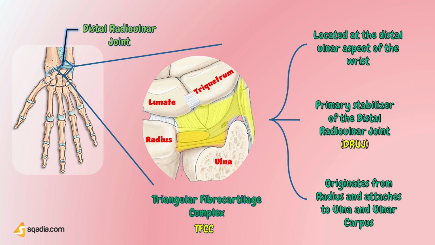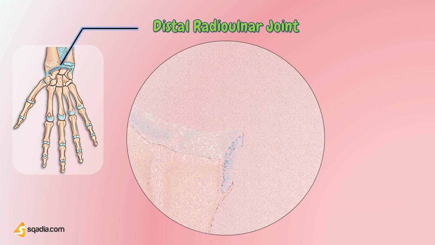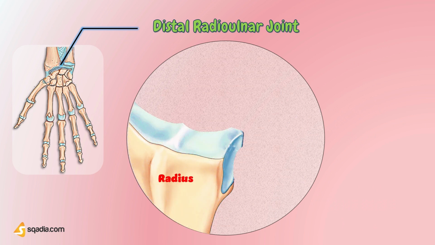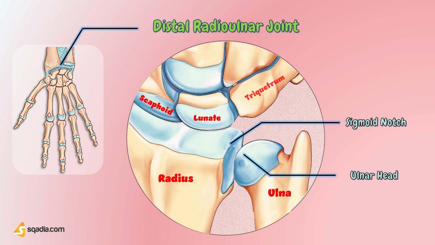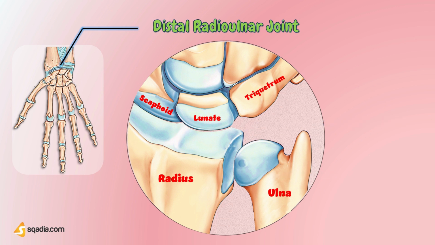Let's jump into some more detail. The distal radioulnar joint is formed by the articulation between the concave sigmoid notch, located on the medial aspect of the distal end of the radius, and the articular surface of the ulnar head. The ulna bone does not directly articulate with the carpal bones in the wrist. Instead, the distal end of the radius bone articulates with the scaphoid and lunate bones of the wrist.